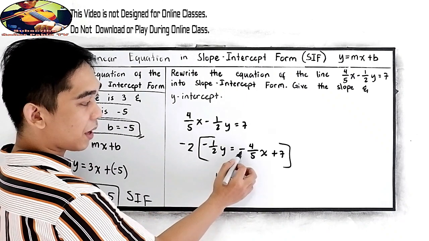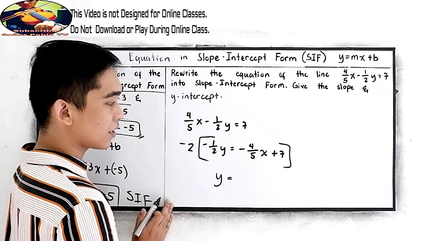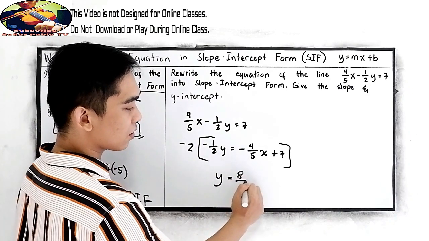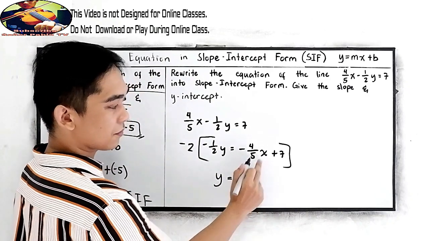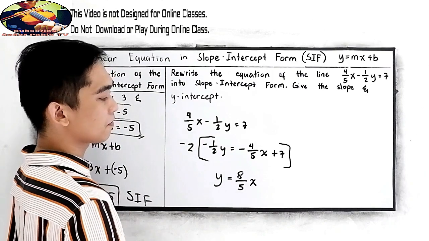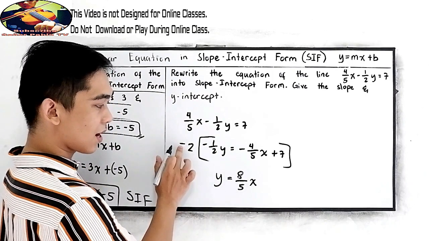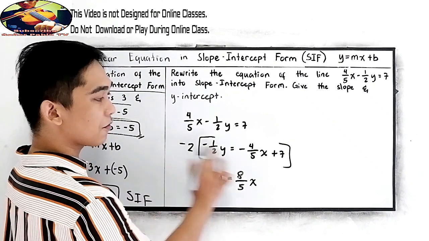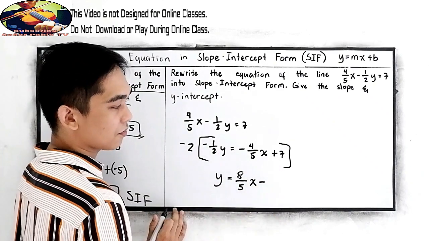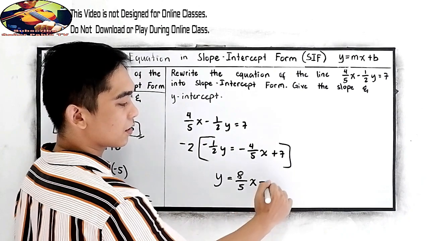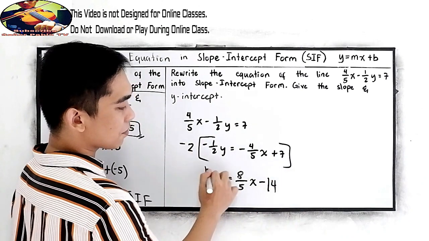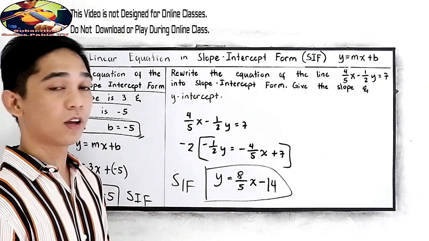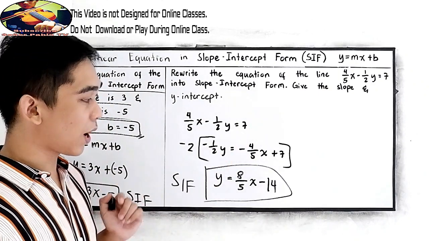Now, negative times negative, that will give us positive. 2 times 4, that is 8 over 5. Copy x. Next, -2 times +7. So negative times positive, negative. 2 times 7, 14. This will be our slope-intercept form.